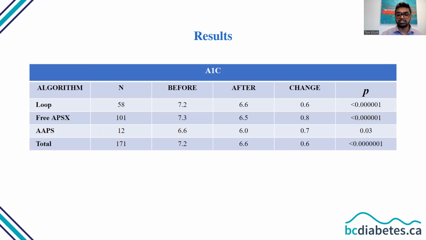We now come to A1C. Considering the 3 algorithms combined, A1C pre-Loop was 7.2. A1C post-Loop was 6.6, a change of 0.6. Similar improvement in A1C was found across the 3 individual algorithms.